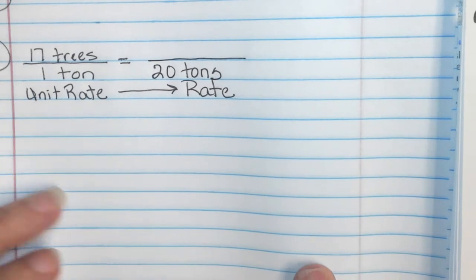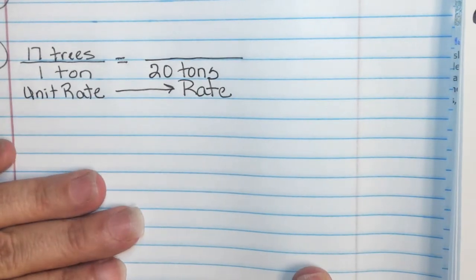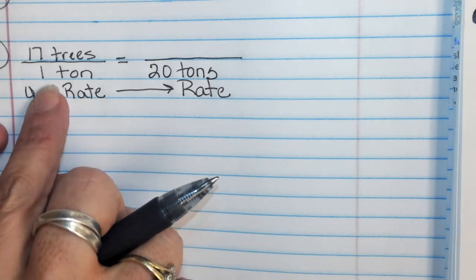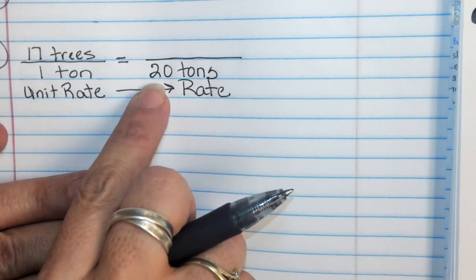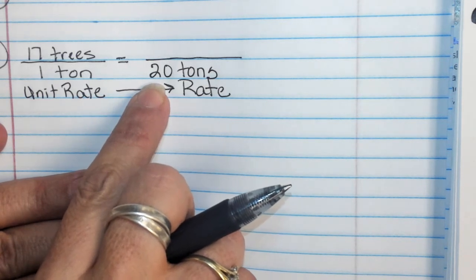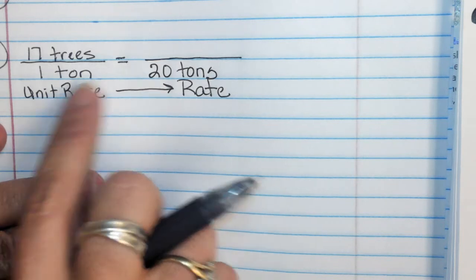340? No. 17. Now listen, 17 trees are saved for 1 ton. So what about if it's 20 tons? So 17 divided by 20, or 20 divided by 17? Yeah, or times. No, it's 340. 3-4 times.